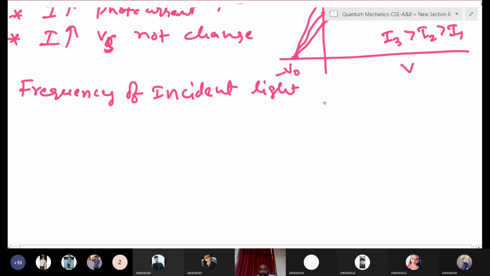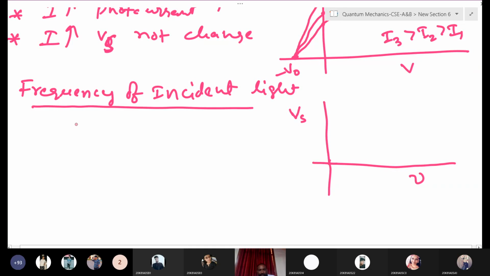Suppose here we are drawing the frequency, and this is the potential. Suppose this is potential Vs and this is the frequency we are drawing. So how will it depend on frequency? Suppose you have different color light also.